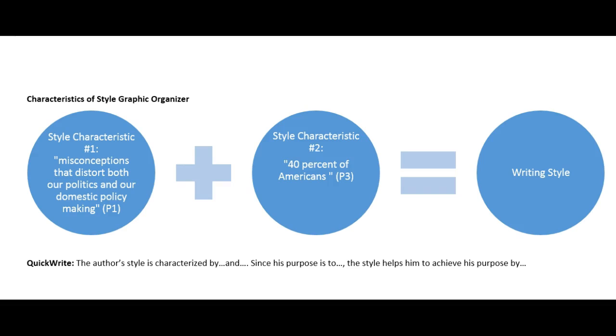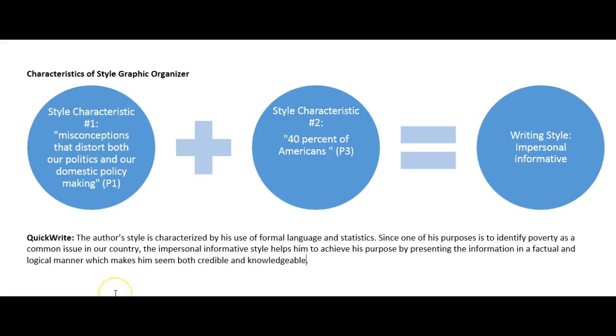Okay, now we're ready to respond to the quick write. Based on the author's writing style and the evidence that I have here and here for the characteristics of the author's writing style, I was able to craft a quick write that reads, the author's style is characterized by his use of formal language and statistics. Since one of the purposes is to identify poverty as a common issue in our country, the impersonal, informative style helps him to achieve his purpose by presenting the information in a factual and logical manner, and that makes him seem both credible and knowledgeable.